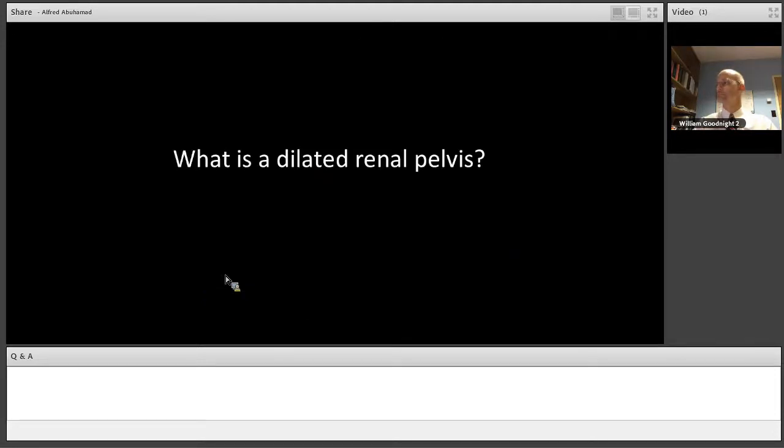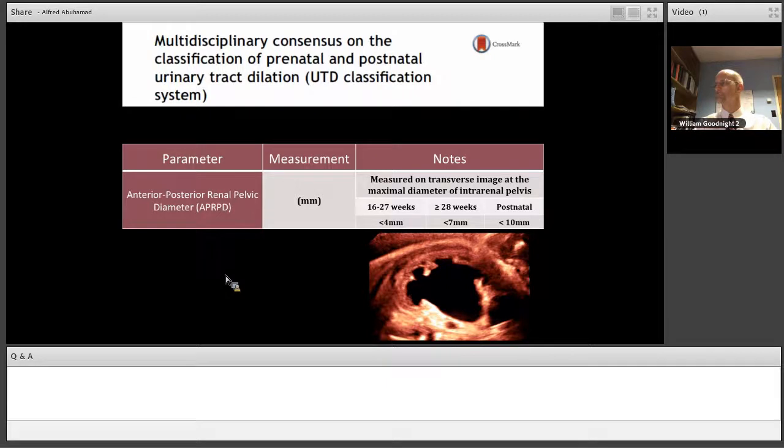So what is exactly a dilated renal pelvis? The Fetal Urology Society put a group together about 2 years ago, I think 2014, and defined it by less than 4 millimeters at 16 to 27 weeks, 7 millimeters at 28 weeks, and 10 millimeters postnatally.